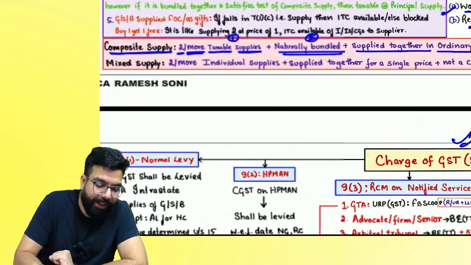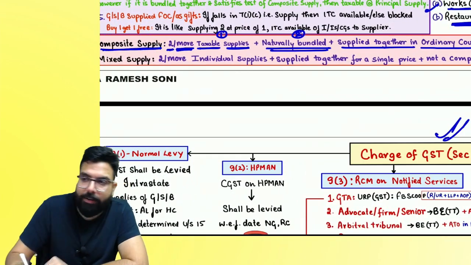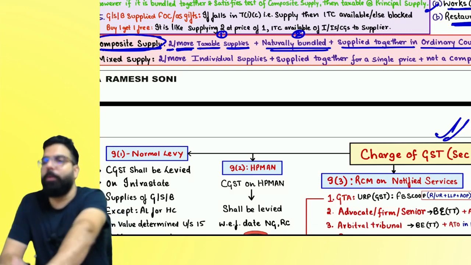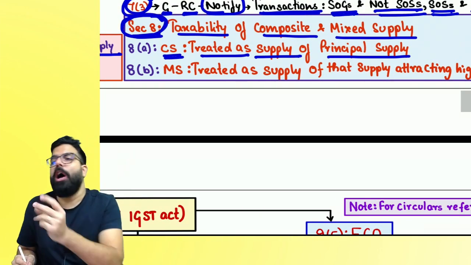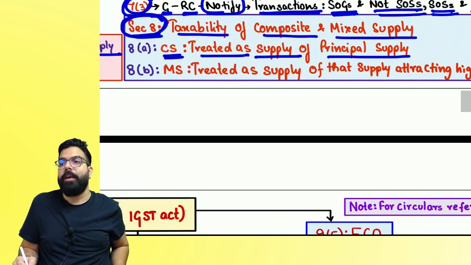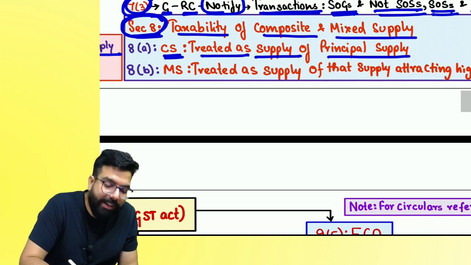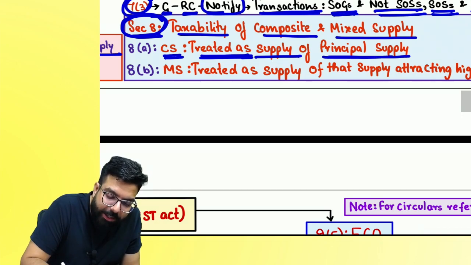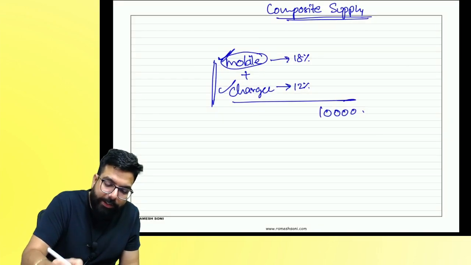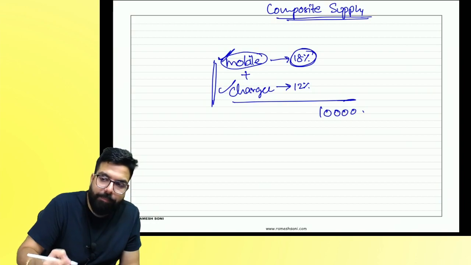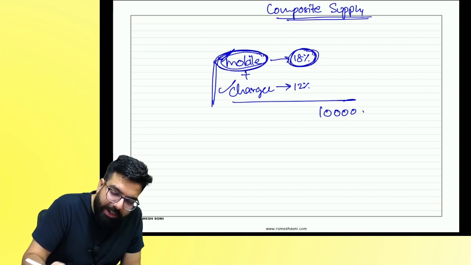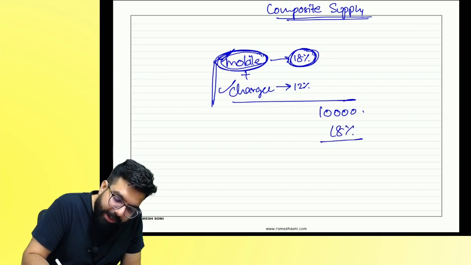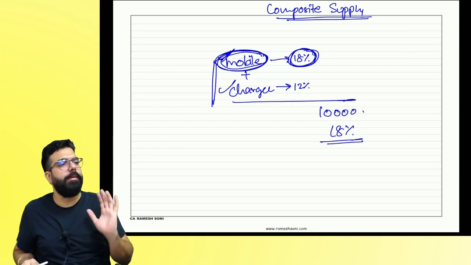Now, the definition told you what is a composite supply, correct? Once you prove that it's a composite supply, section number 8 tells you how you should tax a composite supply. And section number 8 says, please tax at the rate of the principal supply. Can you tell me what is the principal supply? Principal supply is mobile. And mobile, what is the rate? And hence 18% will be applicable. Do you guys agree with me?